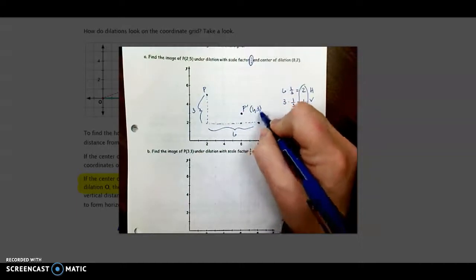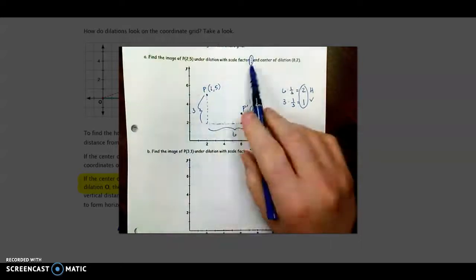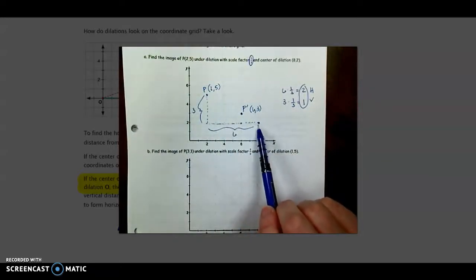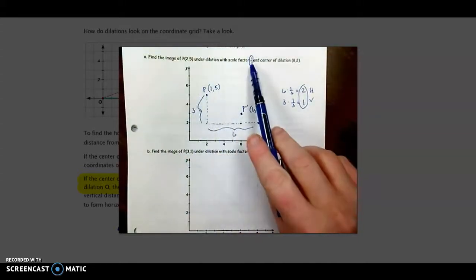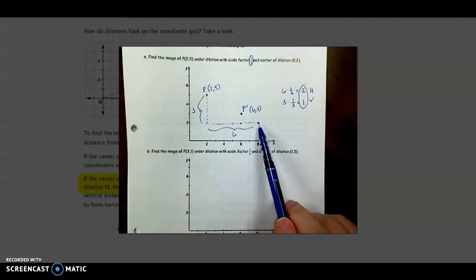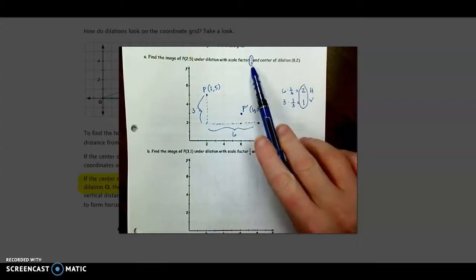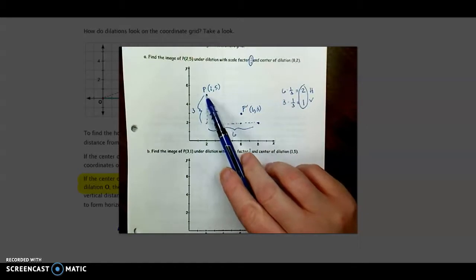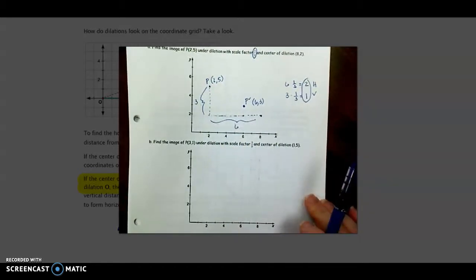So remember, my point P was at 2, 5. I cannot just multiply that by 1/3 and find where my new point is, because my center of dilation was not at the origin. So I had to find those distances, multiply them by the scale factor, and then go those new distances from my center of dilation to locate P prime. Again, it makes sense that it is closer to the center of dilation than my original point was, because that scale factor was between 0 and 1.